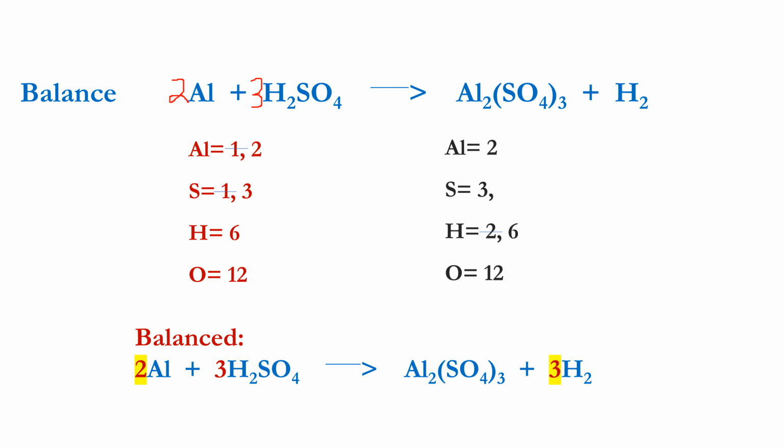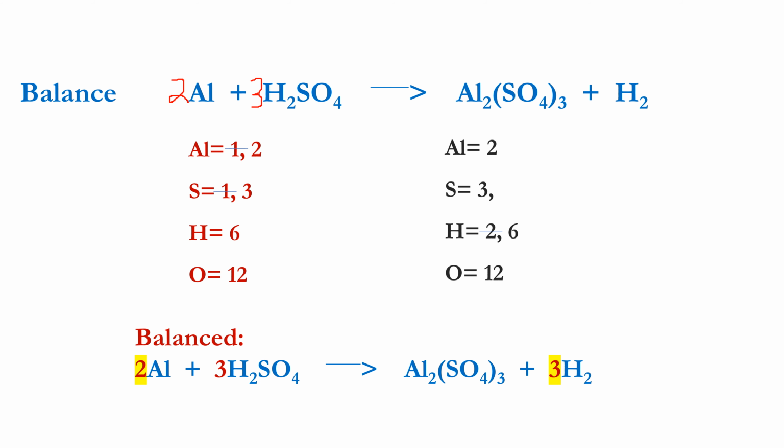And for aluminium, we also cancel 1 because we have added 2 already for aluminium as a coefficient. So then in this way, aluminium and sulfur are both balanced. The next thing then is to balance hydrogen and oxygen. So how many hydrogens do we have on the left hand side? We have 6. And on the right hand side, we have only 2. So hydrogen is not balanced.